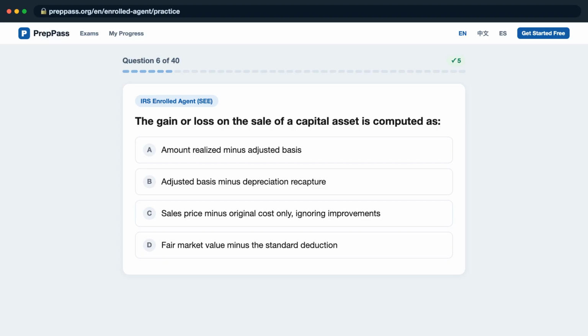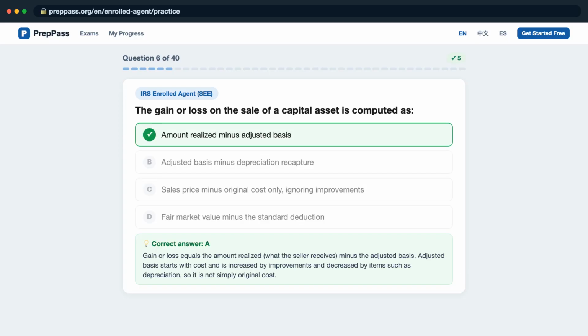Question 6. The gain or loss on the sale of a capital asset is computed as, is it A, amount realized minus adjusted basis? B, adjusted basis minus depreciation recapture? C, sales price minus original cost only, ignoring improvements? D, fair market value minus the standard deduction? The correct answer is A.